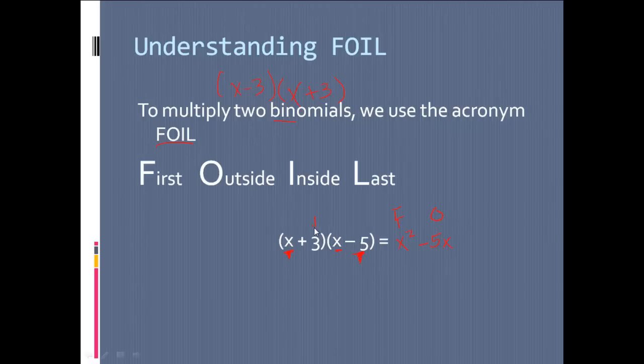Now the inside, we look at the inside terms and multiply those together. So 3 times x would give me plus 3x. And then L for last. I've got the 3 times the negative 5, and I get a negative 15, and that gives me my last. When I simplify these, I would get x squared minus 2x minus 15. So that's just a quick review of what foiling is.